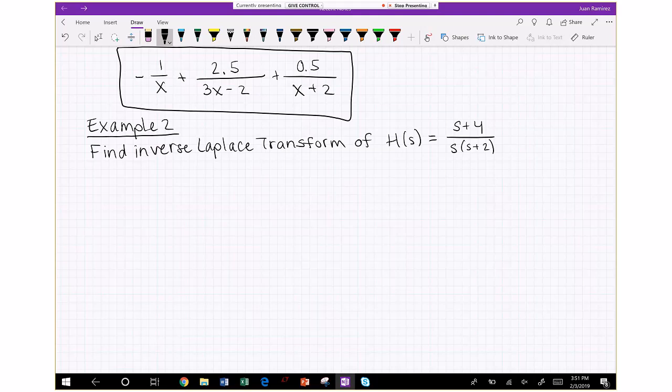The S domain function in this case was already factored for us. The denominator we can't factor more, but we can tell that the degree of the numerator is 1, because you have an S, so S to the first power. The degree of the denominator is 2, because you have 2 S's. If you were to expand that denominator, it would be S squared plus 2S. So this is okay to do partial fraction decomposition.